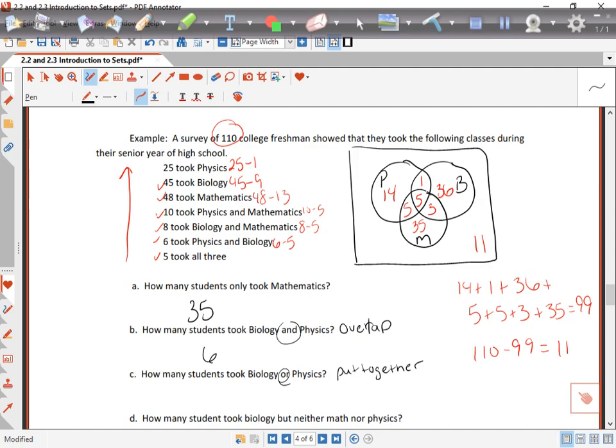Now for biology or physics, we're going to end up adding all of these numbers together. So you go 14 plus 1 plus 36 plus 5 plus 5 plus 3. Let's see, I'm adding them up real quick. 64.